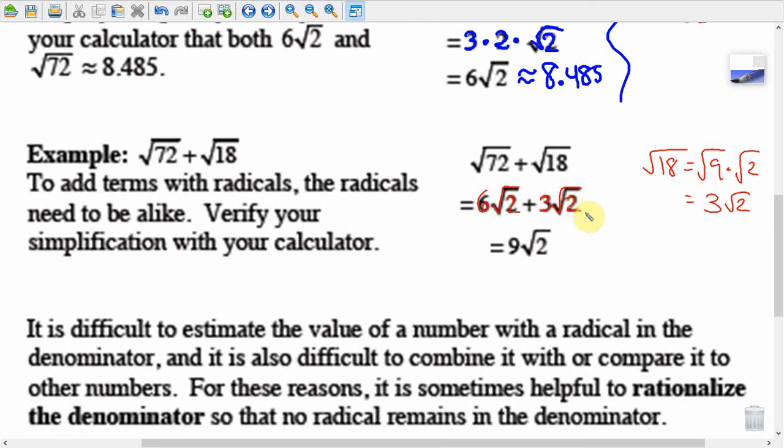We're going to treat these numbers underneath the radical basically the same way we would a variable. So if we had 6x plus 3x, then our answer here would be 9x, and in this case our x is equal to the square root of 2, so it's 9 square root 2. When they have the same number underneath the radicals, we can just add the coefficients like that.